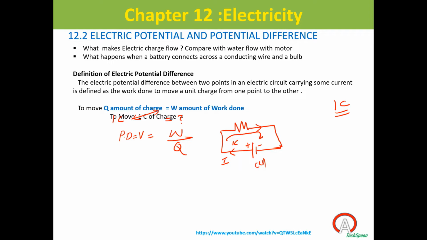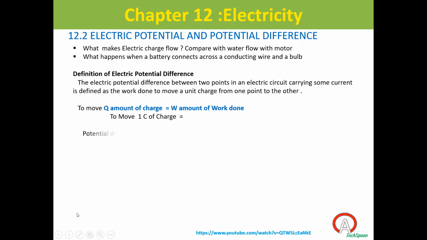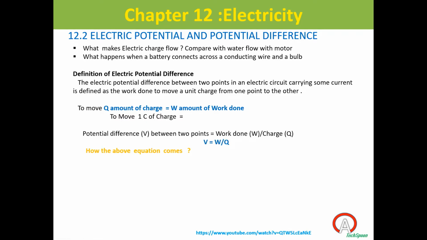So what is the equation for potential difference? Work done by charge is equal to W by Q. V is equal to W by Q. How do we derive that equation? From the definition only. Here Q is the total amount of charge flowing from one point to another, and the work or the energy, both are the same, spent for that is W. So W by Q is the potential difference, that is V.